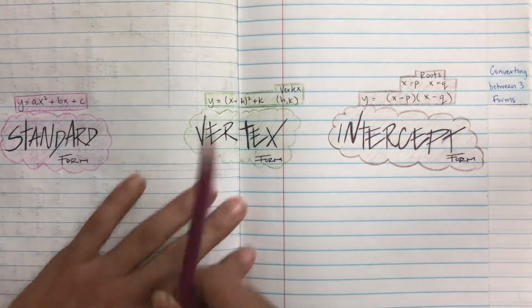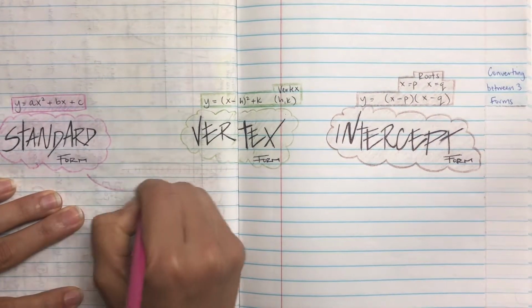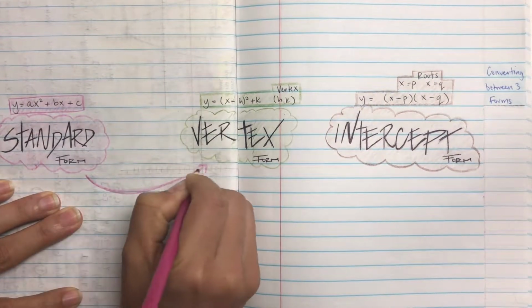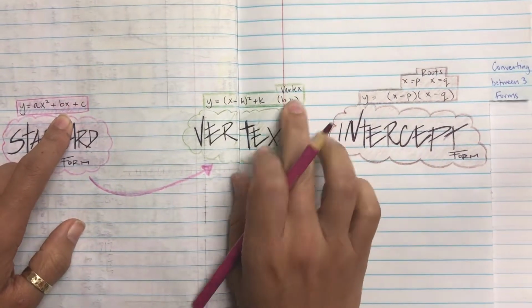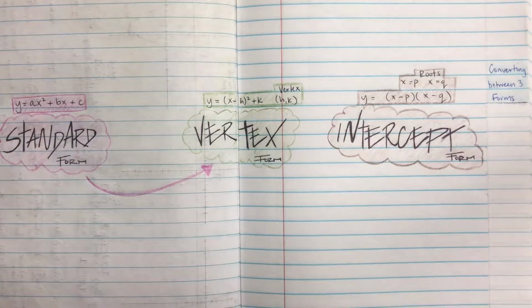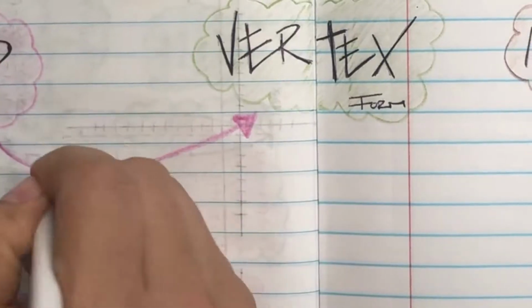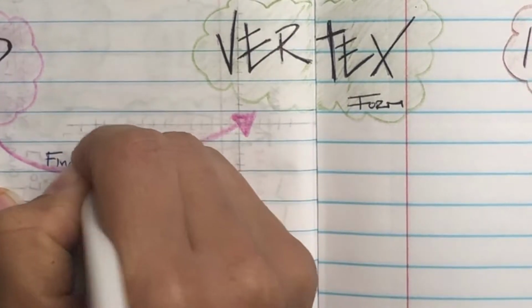Alright, so we're going to take a look at going from standard form to vertex form first. How do I go from standard form to vertex form? Well, what is vertex form? Vertex form is made out of a vertex. So obviously what you'd have to do is you'd have to find the vertex.